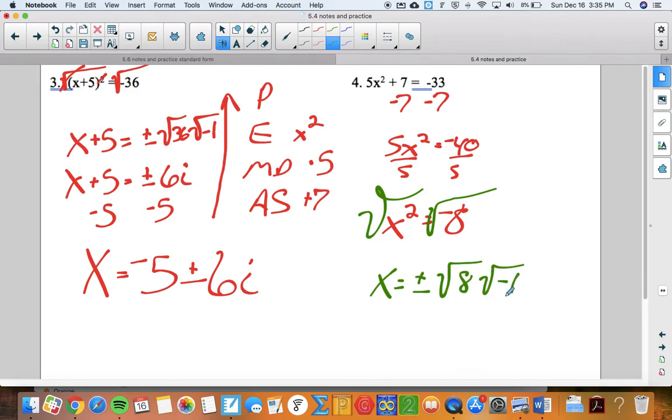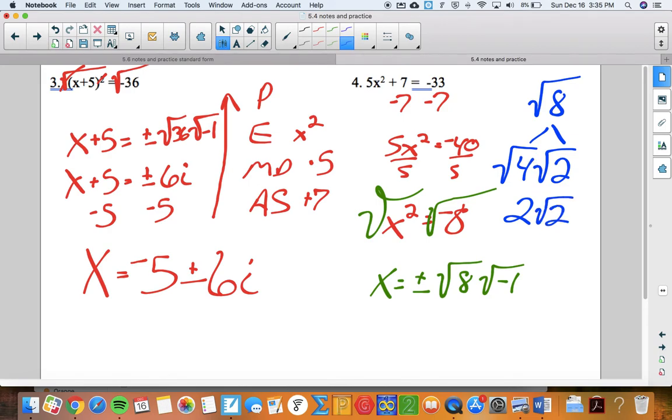The square root of negative 1 is just i, but off to the side here, the square root of 8, I believe I can simplify more. Is there a perfect square that goes into 8? Yes, 4. So the square root of 8 is the same as the square root of 4 times the square root of 2. The square root of 4 is 2. That's why I looked for a perfect square to factor out, because I can square root perfect squares into an integer or a whole number.